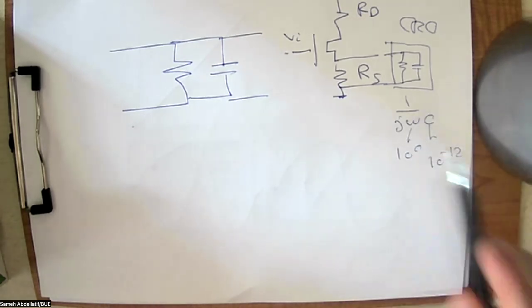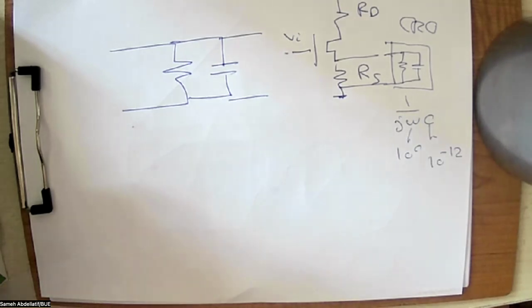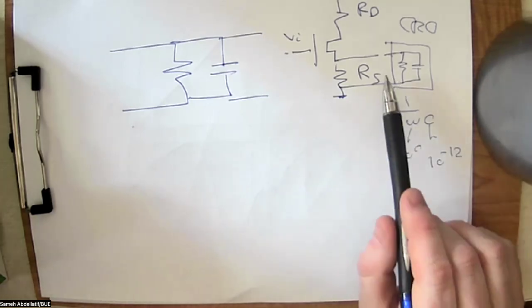However, if you go to the RF range, where your operating frequency starts to be in the gigahertz, for example, you cannot ignore this capacitance. So this is the first point. But whether you are going to ignore the capacitance or not, in both cases, you cannot ignore the resistance.